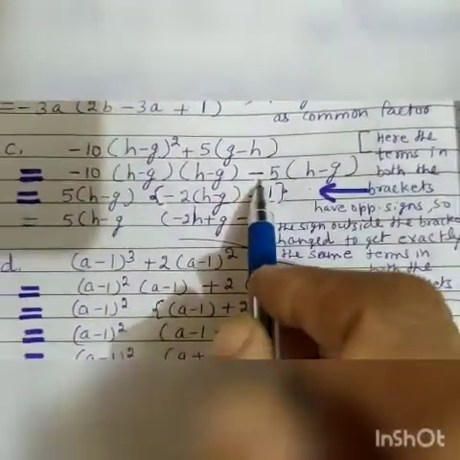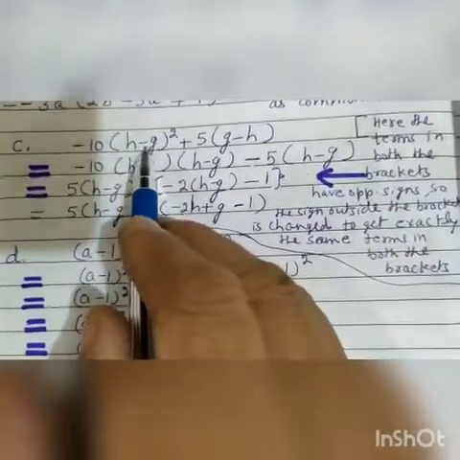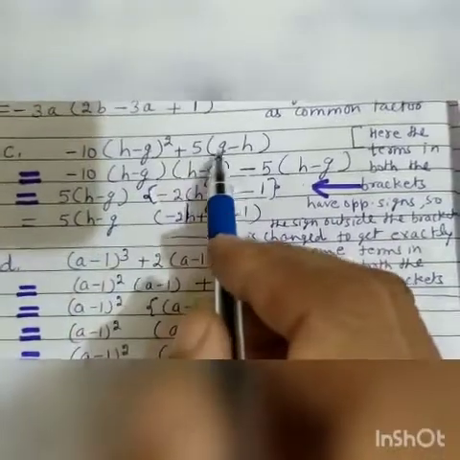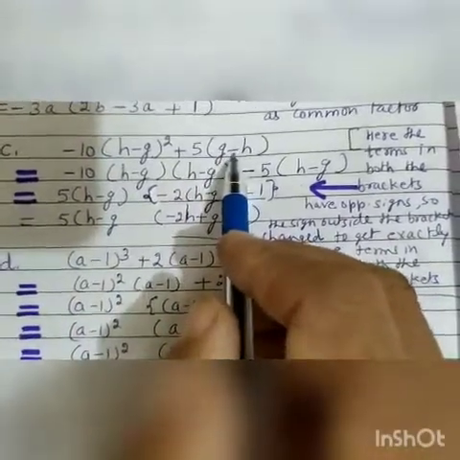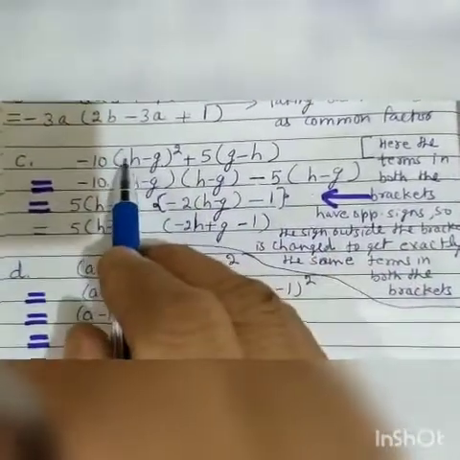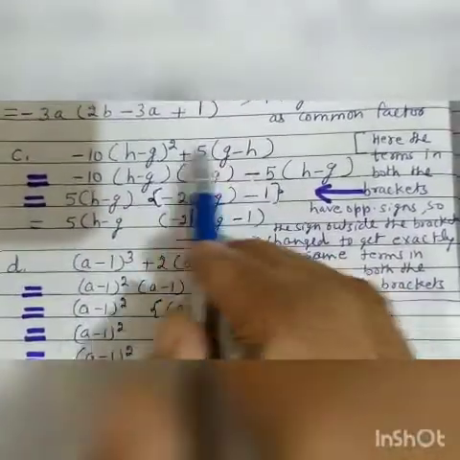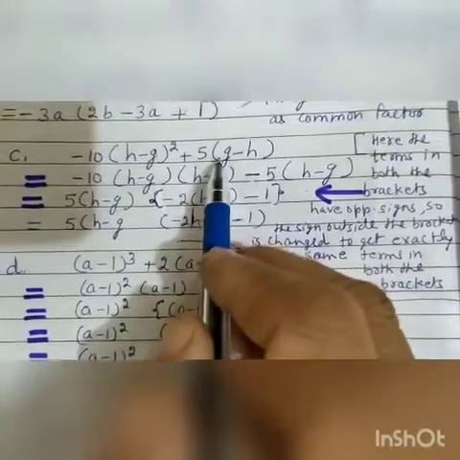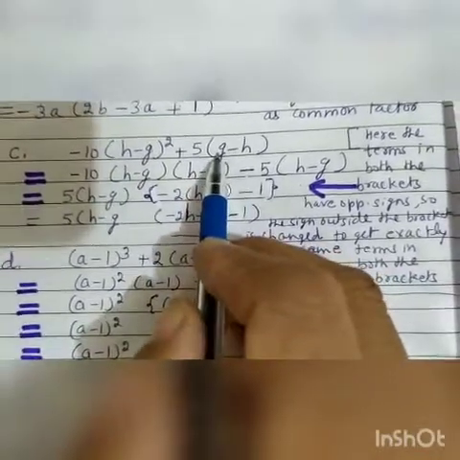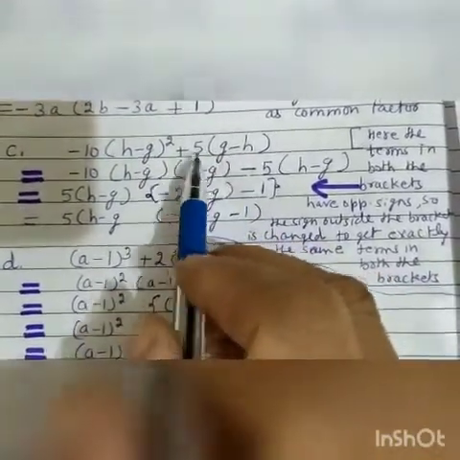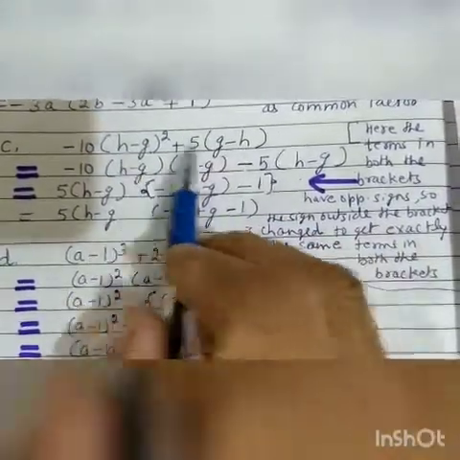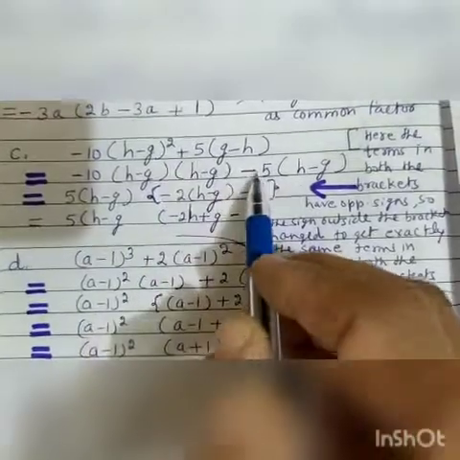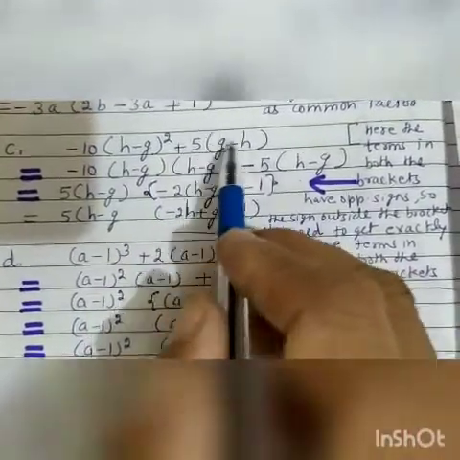Why? Because see here, in first bracket h is positive and g is negative. And here g is positive, h is negative. Both the signs are opposite. h is positive, h is negative. g is negative, g is positive. So we have to change its sign. The signs of the terms in both the brackets should be same. So we will change plus 5 to minus 5. Then it will become h minus g.